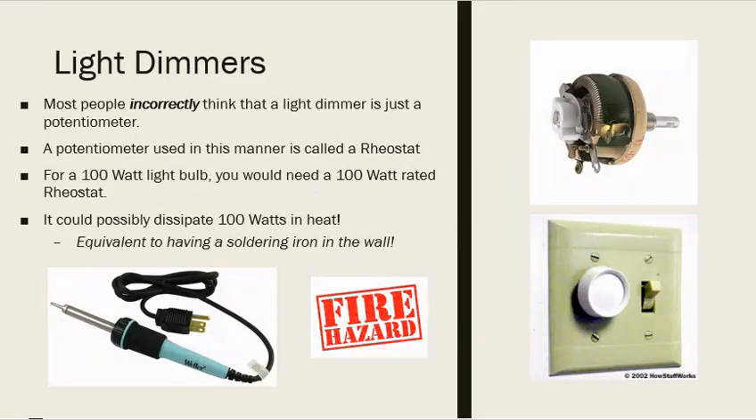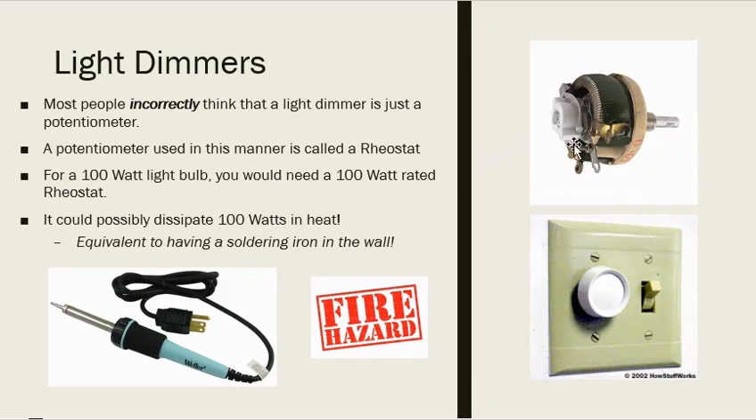Speaking of light dimmers, most people incorrectly think that a light dimmer is just a big potentiometer. If you use a potentiometer in this manner, it's called a rheostat. And here's an example of a rheostat over here. It's just a big wire-wound potentiometer. Now, the problem is if you had a 100-watt light bulb, you'd need a 100-watt rated rheostat.